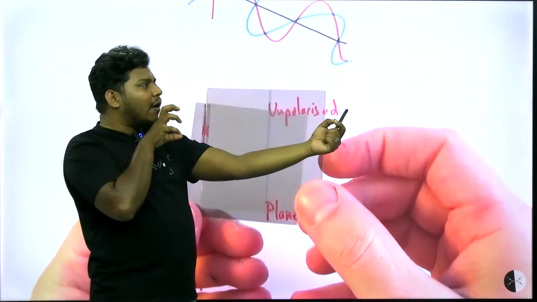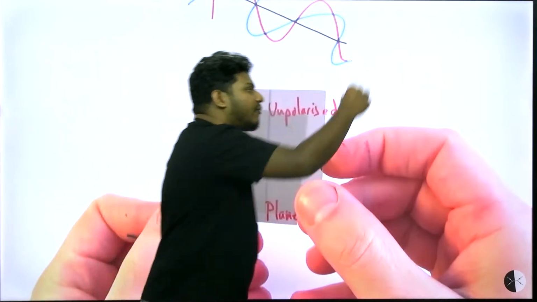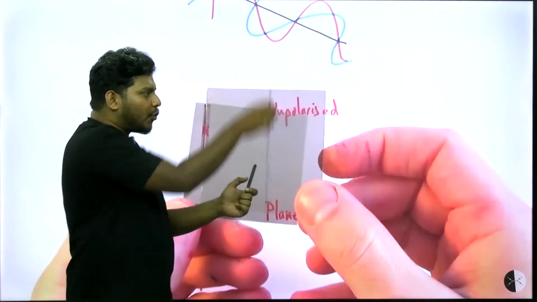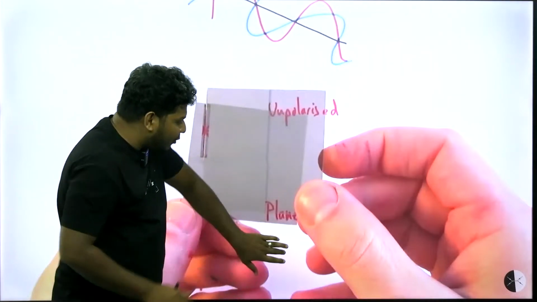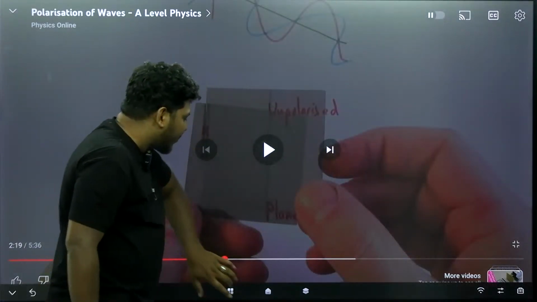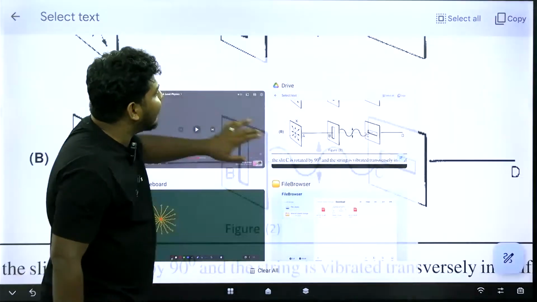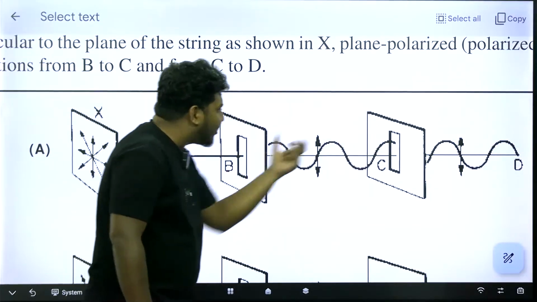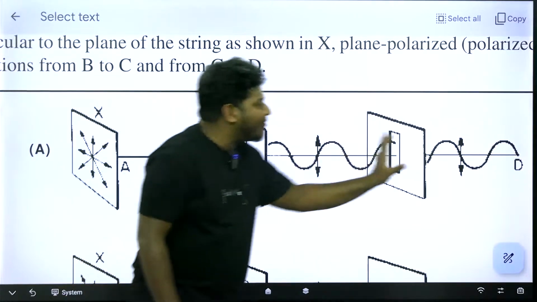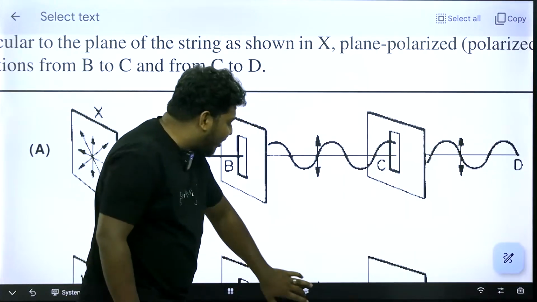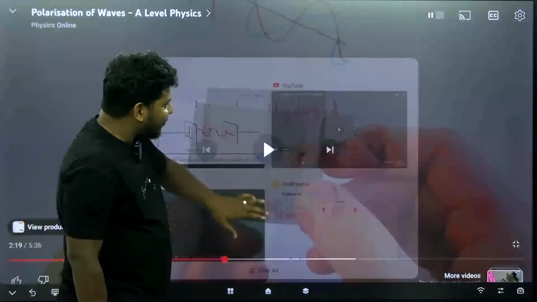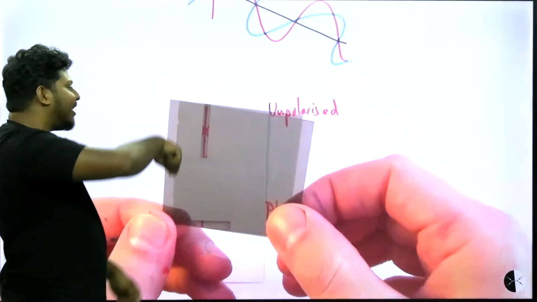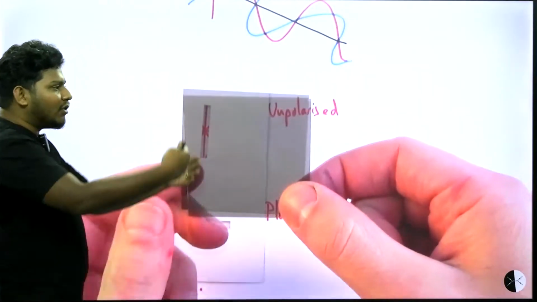So through the hole, these kinds of waves can pass. It will come, because those two holes are straight. I'm keeping two polarized papers like this. Those holes are straight, so the waves can come. The waves can come here, but when you turn the next one opposite, at 90 degrees, the hole will change.